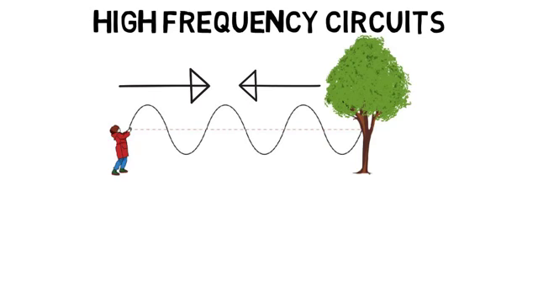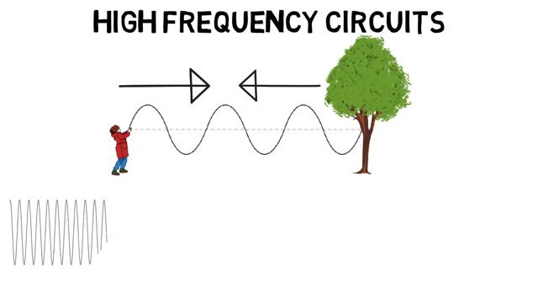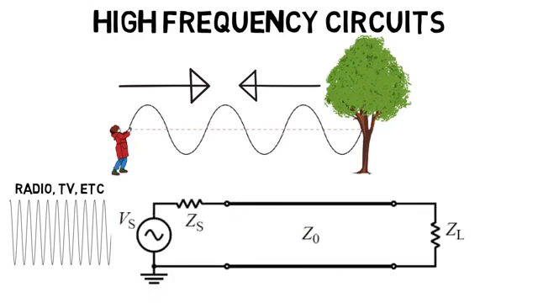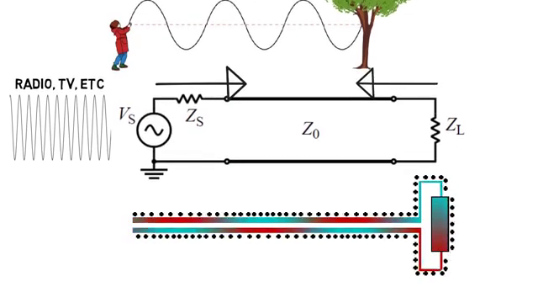Well, when you have a very fast changing voltage or high frequency signal, like radio signals, TV signals, and so on, that you put into a circuit, the same thing happens. Current and voltage will travel down the wires, but will reflect back and cause complicated current and voltage equations within your circuit.